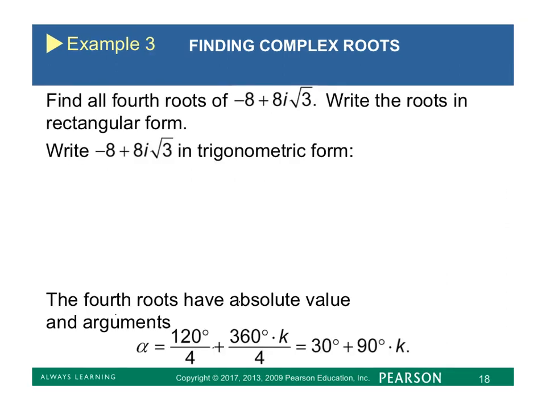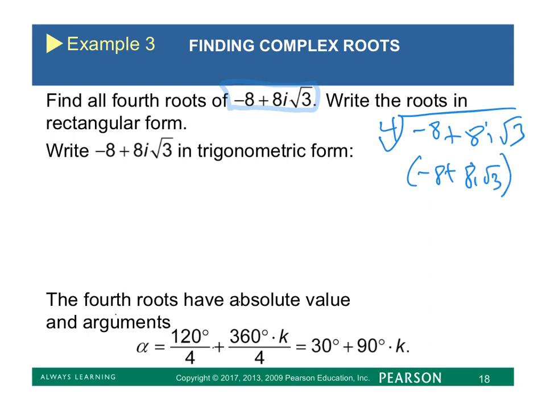Okay, we're on example 3. Find all the fourth roots of negative 8 plus 8i square root of 3. So what we're looking for is the fourth roots of this complex number, negative 8 plus 8i square root of 3. Don't you wish your calculator could do that? Don't you wish you could do negative 8 plus 8i square root of 3 raised to the 0.25 power? Try it out.